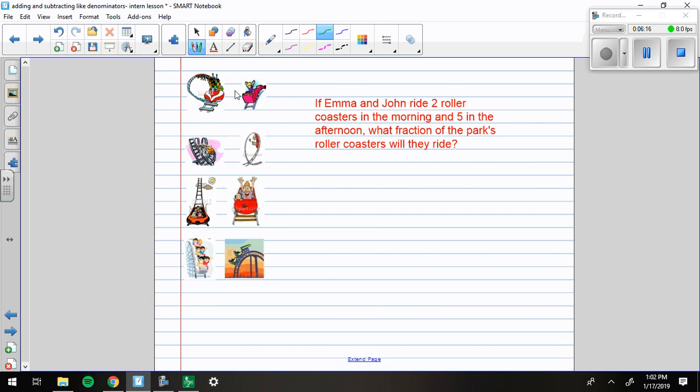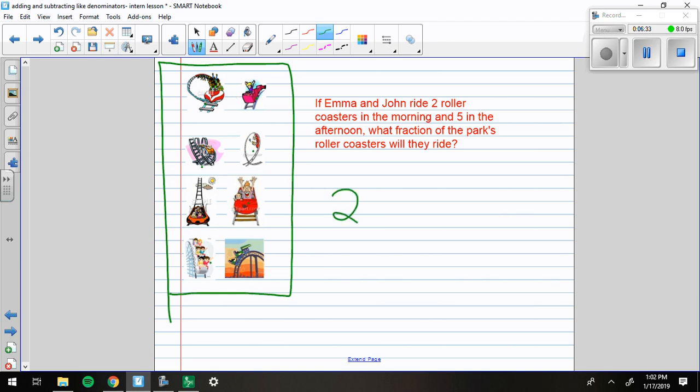Here, you might be a little confused because they don't tell you how many roller coasters are in the problem. But look right here. How many roller coasters are there? 8. You count these up: 1, 2, 3, 4, 5, 6, 7, 8. That's how many roller coasters there are. So if they ride 2 in the morning and 5 in the afternoon, we're adding, and our denominator is 8, because there are 8 roller coasters in the park.